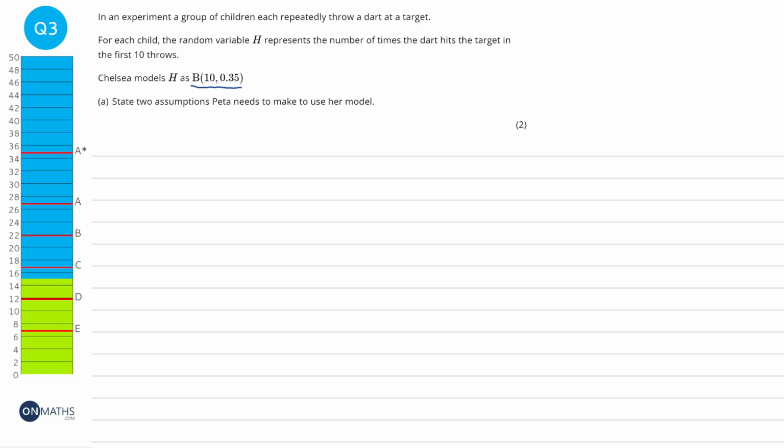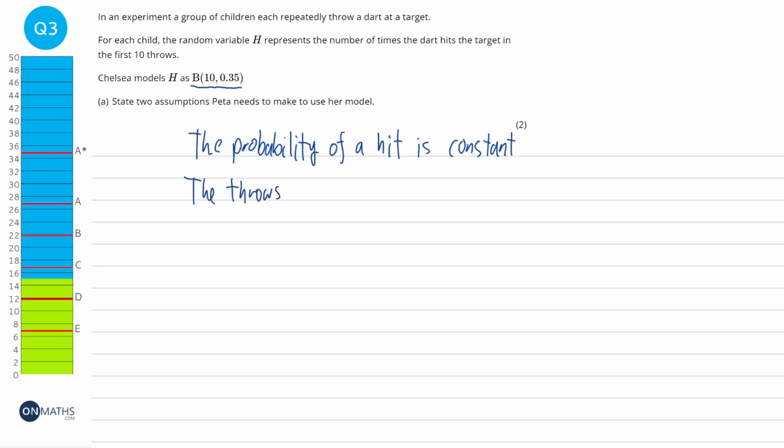So the 2 that I would use for this are the probability of a hit is constant, and that the throws are independent. Now, independent is a really key word to use here.